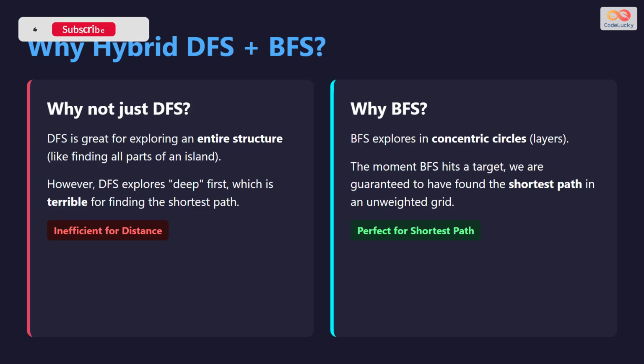You might ask, why do we need both algorithms? Why not just use DFS for everything? Well, DFS is excellent for exploring a complete shape, like finding all the land masses of the first island. However, DFS is poor at finding shortest paths because it dives deep before checking neighbors. Breadth first search, on the other hand, expands in layers. The moment a BFS expansion hits a target, we are mathematically guaranteed to have found the shortest route.